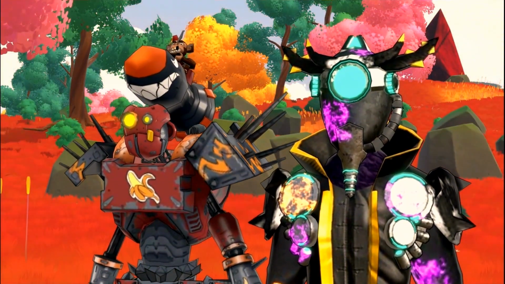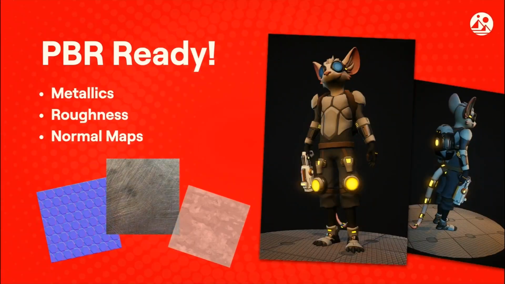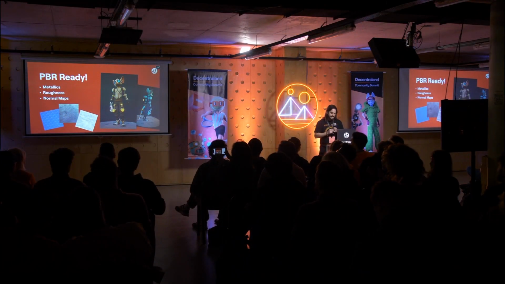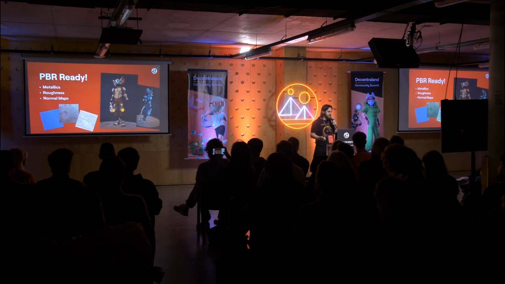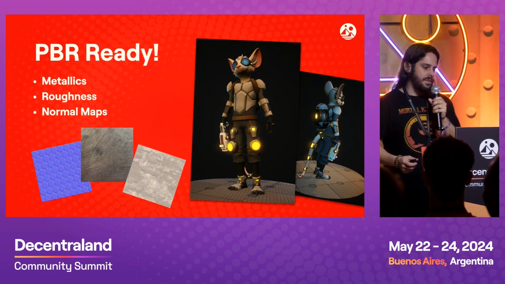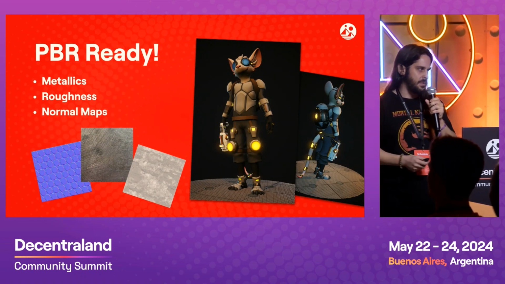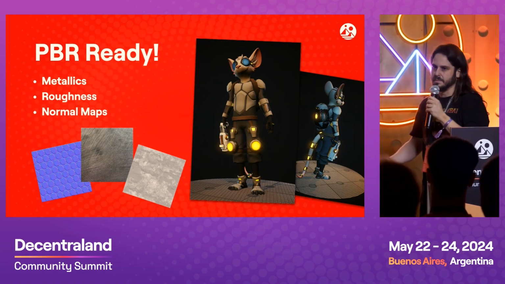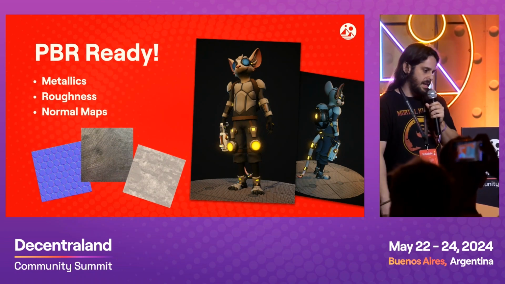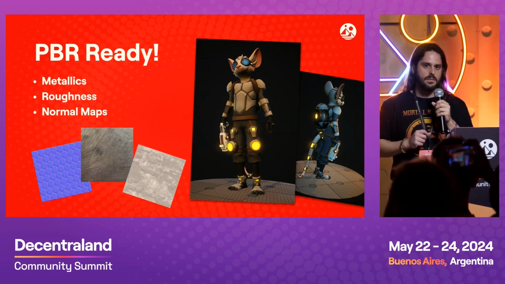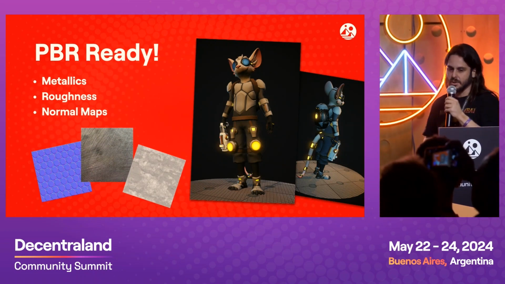But the most important thing about the avatar shader is that we are now PBR ready. Long overdue. Now we will be able to use metallic textures and roughness. So if you want to create a shiny armor, you will be able to do that. And also to have normal maps, so if you want to bump the details of your geometry. This is for now on the Explorer. We need to enable that on the Builder for you to be able to import your wearables. But I hope that will be pretty soon.